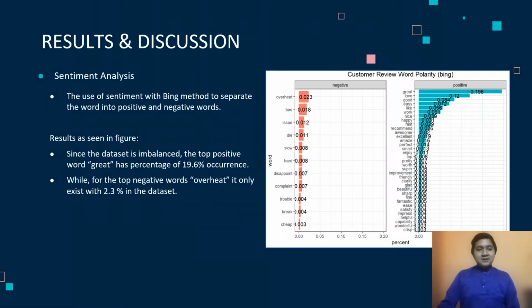For results and discussion, there are two parts: sentiment analysis and sentiment classification. For sentiment analysis, we use the Bing sentiment method to separate the words into positive and negative words. The results are seen in the figure. Since the dataset is imbalanced, the top positive word, grade, has a 19.6% occurrence, while the top negative word, overheat, only exists in 2.3% of the dataset. So we can see that there are more positive words than negative words in the dataset.